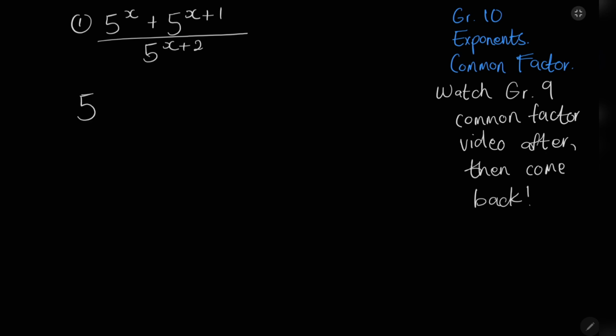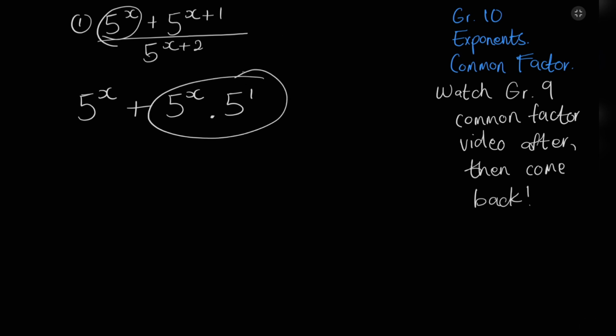You write this 5 to the power x as it is, plus 5 to the power x plus 1 can be written as 5 to the power x times 5, or 5 to the power 1. You don't really need to write down that 1. So let's check whether this is accurate.